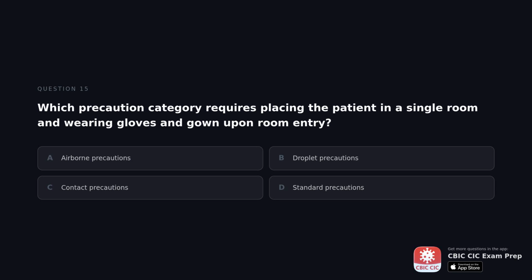Which precaution category requires placing the patient in a single room and wearing gloves and gown upon room entry? A. Airborne precautions. B. Droplet precautions. C. Contact precautions. D. Standard precautions.